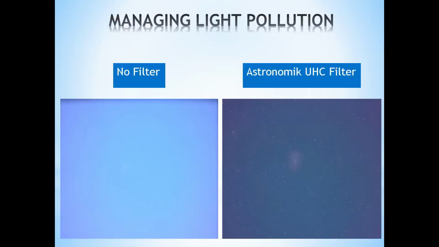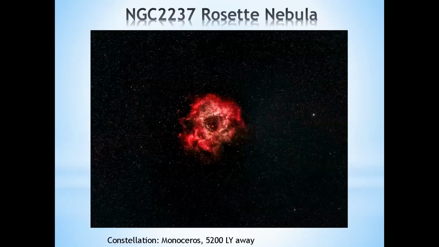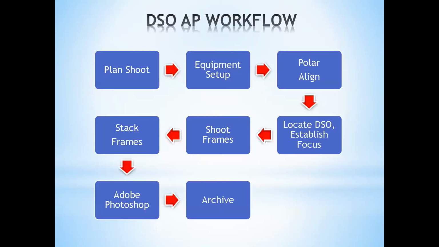So here's what it looks like. Without any filter, it's pretty washed out. There's maybe a hint of a nebula here, but under the same conditions with the filter, you can start seeing the nebula. Now you take many of these images, post-process them, and you get the Rosette Nebula, in the constellation Monoceros, which I found out in Greek means unicorn, and it's 5,000 light years away.